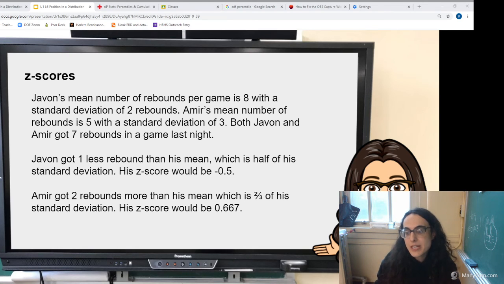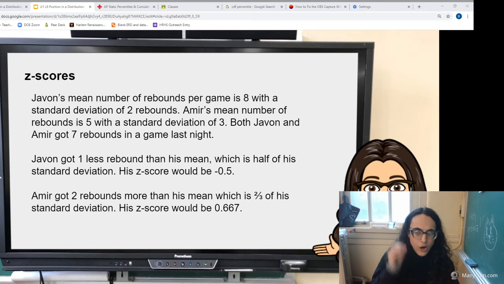And this is really nice because, like that first example with percentiles, this lets us compare their performances relative to their distributions, right? A higher Z-score means it's a more exceptional performance. So Amir, once again, did better relative to himself. He was 2/3 of a standard deviation above his mean. Javon was half a standard deviation below his mean. If anything, that's a bad performance for Javon, even though they have exactly the same number of rebounds, 7.